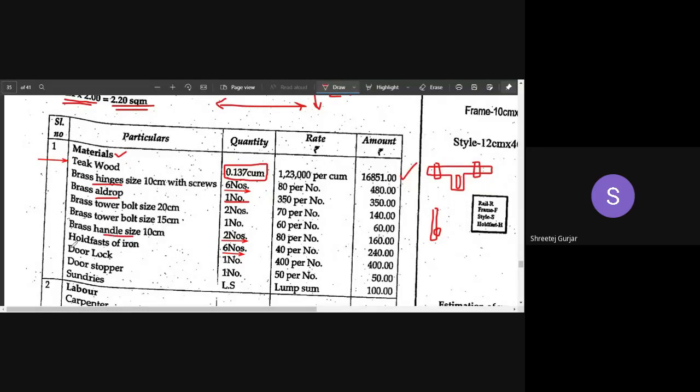We require hold fast, six in number, and two handles, one on each side. Then one door lock and a door stopper. If any other attachment is required, you can add it over here, write down the rate of that, and add it in the total amount.